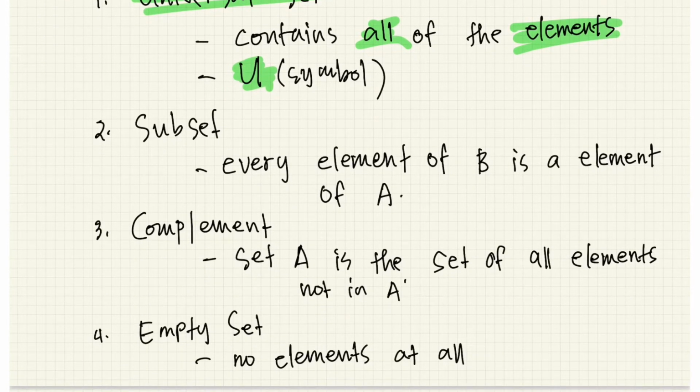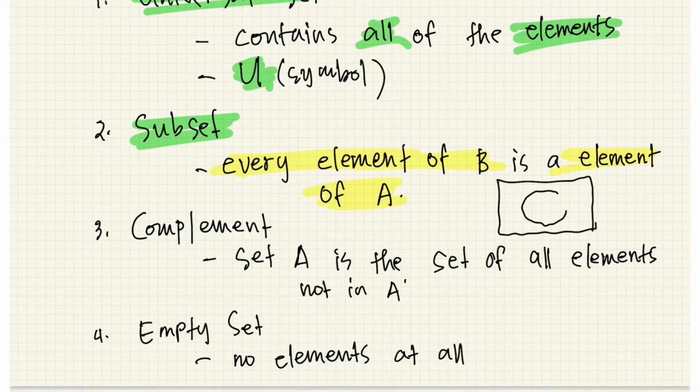Now, subset: every element of B is an element of A. If we are going to draw that on a Venn diagram, this is a Venn diagram. If this is A, then B is inside. So every element of B belongs to set A.